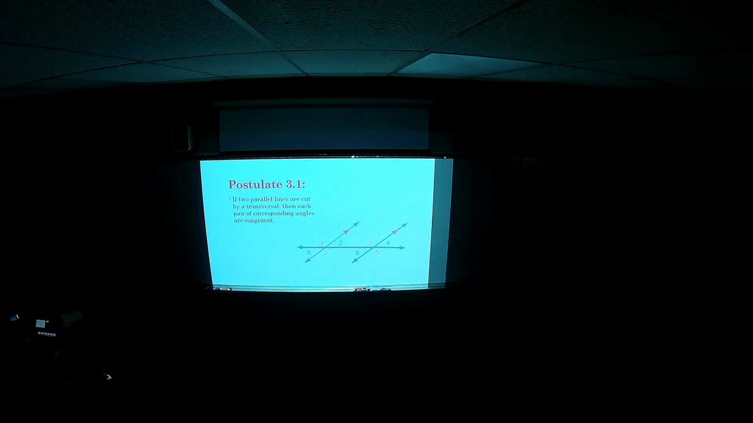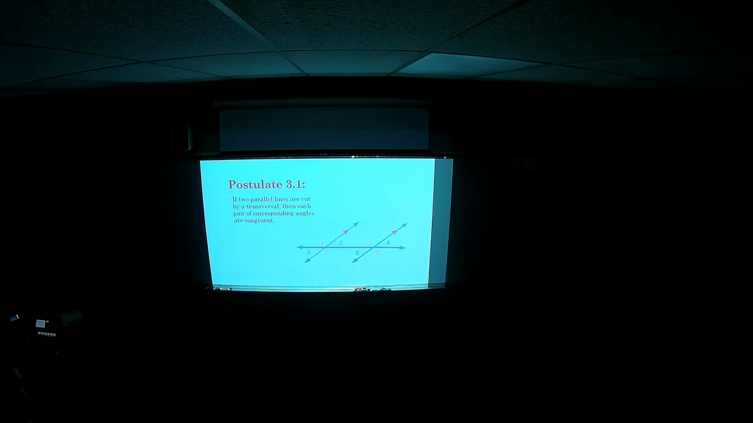So I color-coded these. This is the one that I used yesterday. Corresponding angles are like 1 and 3. Those are corresponding. One's interior, one's exterior, and they're on the same side of the transversal. This is the transversal. And then 2 and 4 are another pair, 5 and 7 are another pair, and then 6. So those corresponding angles are equal.